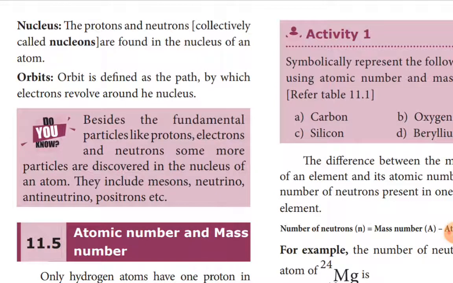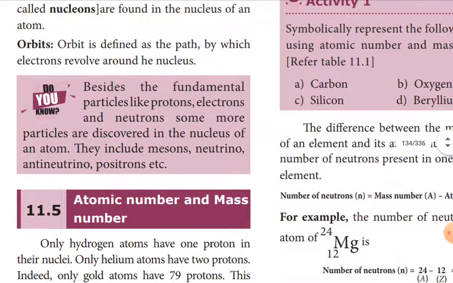The protons and neutrons are found in the nucleus of an atom. I told you the proton is positively charged and the neutron is a neutral particle, but actually these two particles are collectively called nucleons. What are nucleons? A question will be asked. Nucleons means the sum of proton and neutron present in the nucleus of an atom. That is called the nucleons.